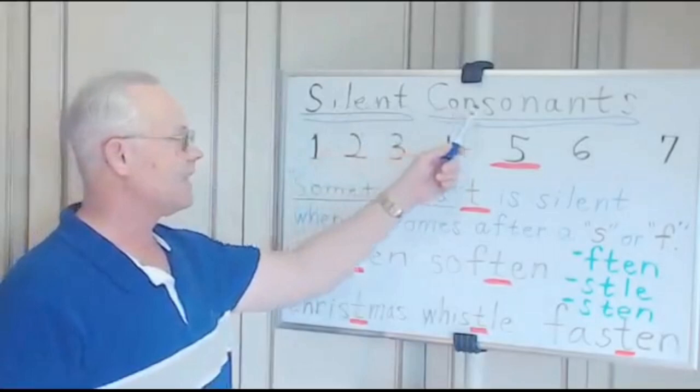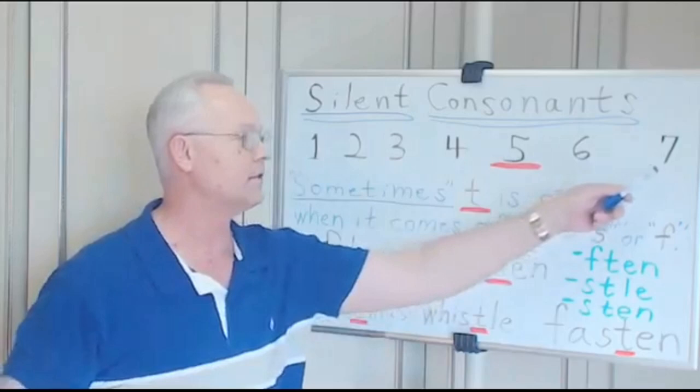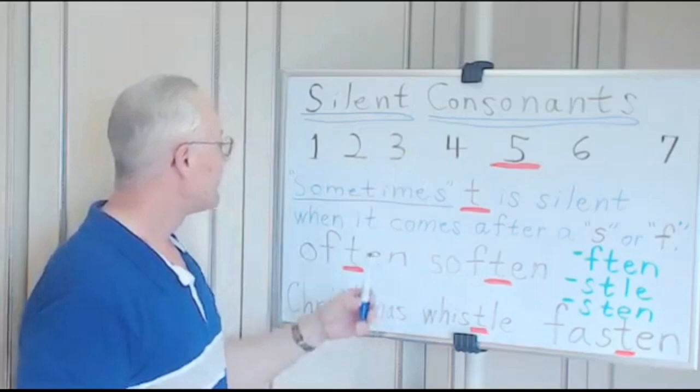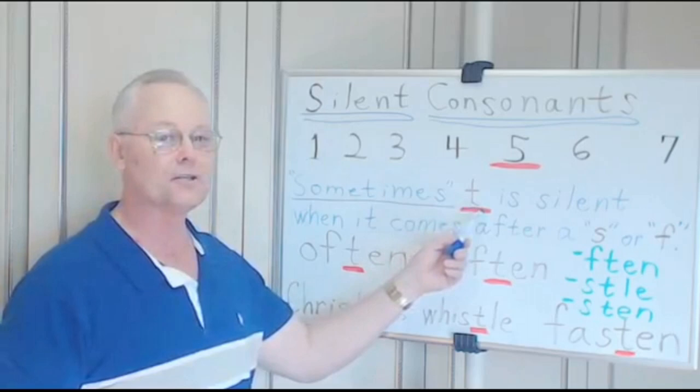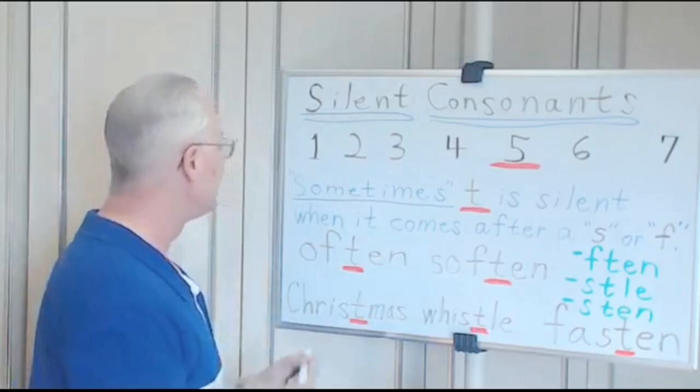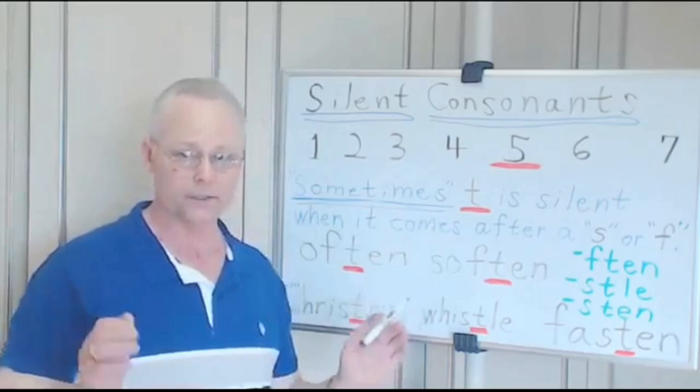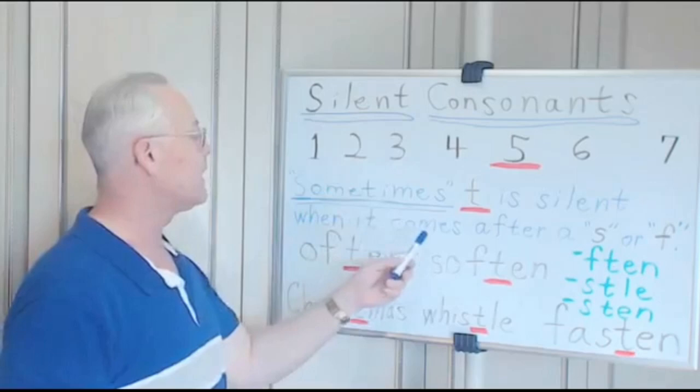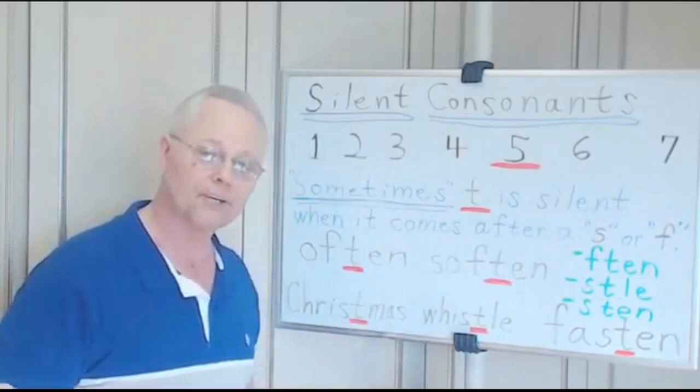Silent consonants. We're on segment 5 of 7 videos dedicated to silent consonants. In this lesson, we're talking about the silent T. Sometimes, I want to emphasize, sometimes, not always, sometimes, T is silent when it comes after an S or F. Sometimes, right? So that's going to make the English a little more confusing for you, right?